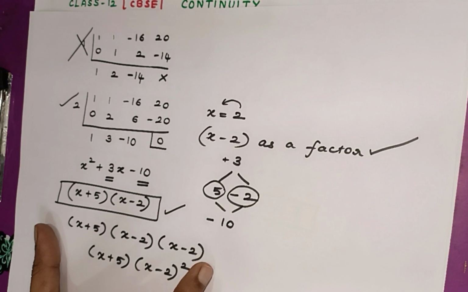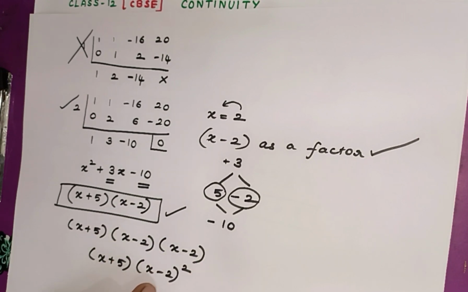So x - 2 into x - 2 is x - 2 the whole square.